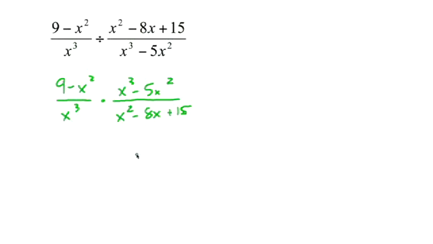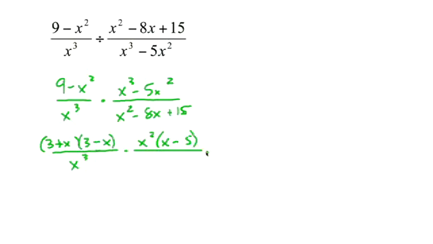Now we're going to factor. Numerator on the left is another difference of 2 squares. 3 plus x, 3 minus x. Denominator, can't do anything with. Numerator on the right side, I can take out an x squared, and that leaves me with x minus 5. That's the rule 1. And then the denominator, you might need to write out your factors of 15 real quick.